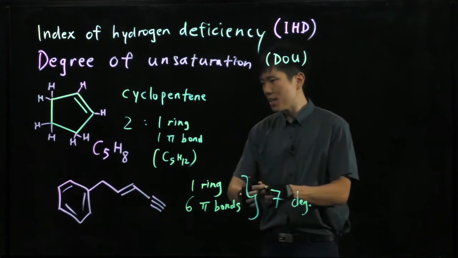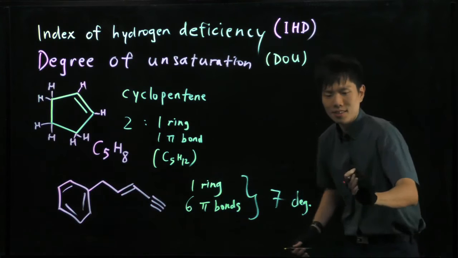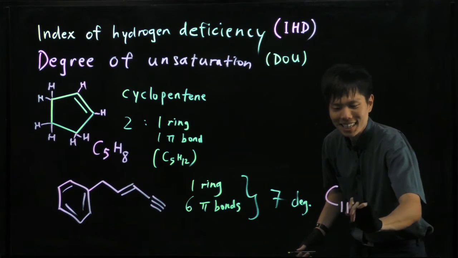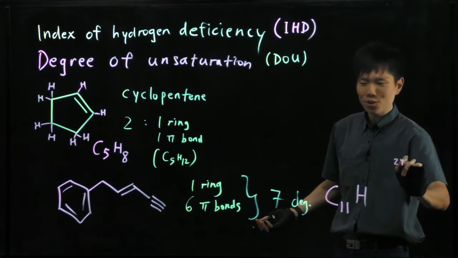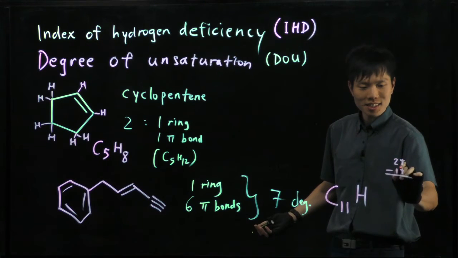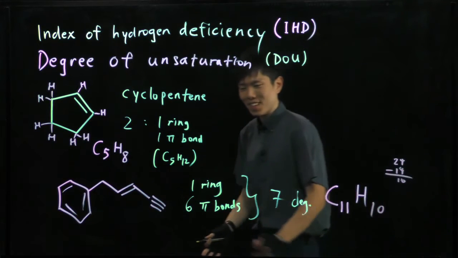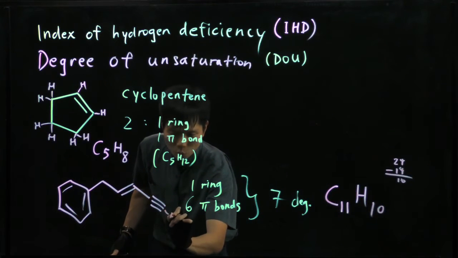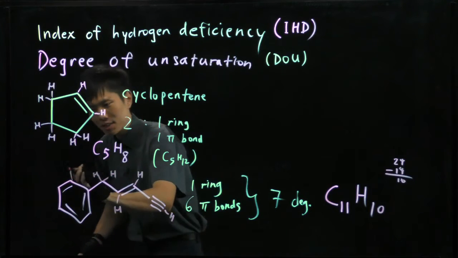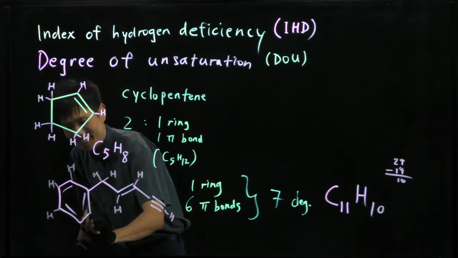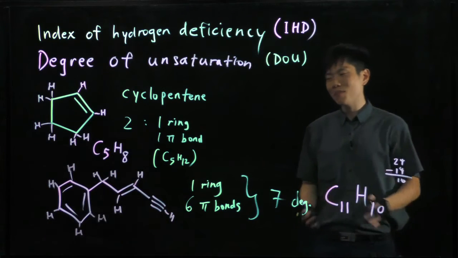So the formula will be as such: 6 carbons, 7, 8, 9, 10, 11. Watch it. C11, H, how many? Supposed to have 24. So quickly I subtract 14. I get 10. C11H10. Let's do verification. 1, 2, 3, 4, 5, 6, 7, 8, 9, 10. So again, indeed, it all matches up.